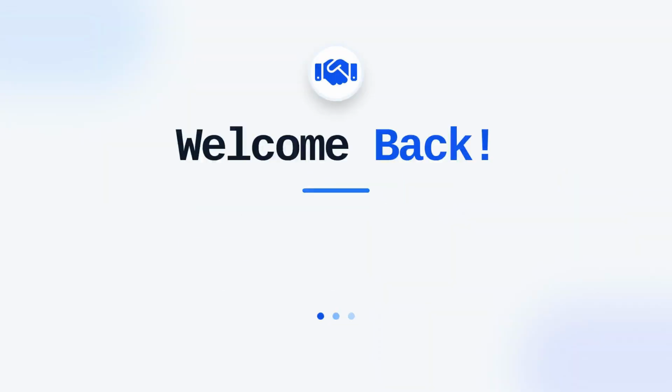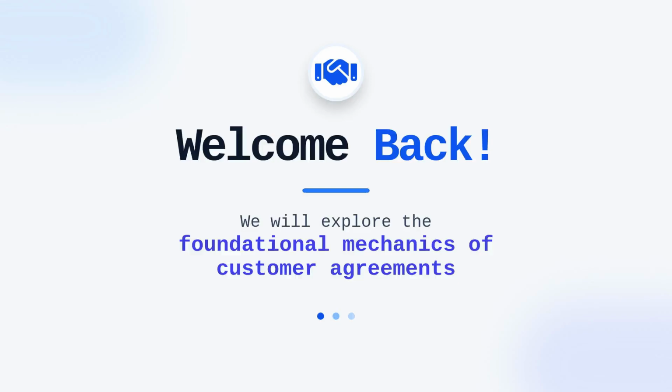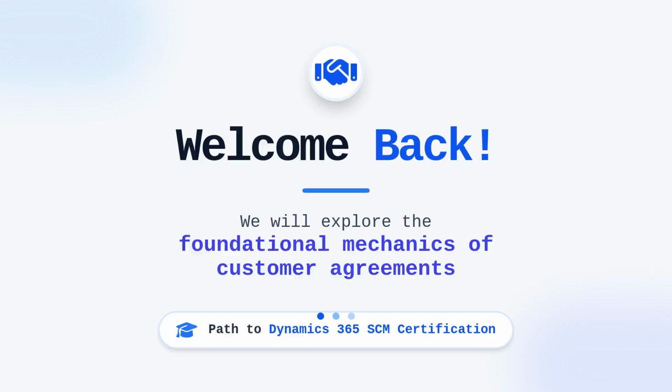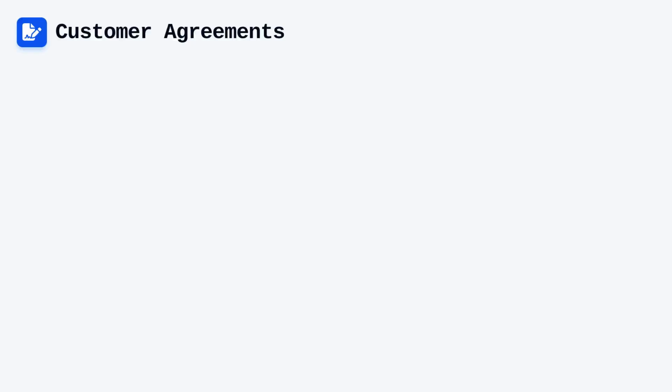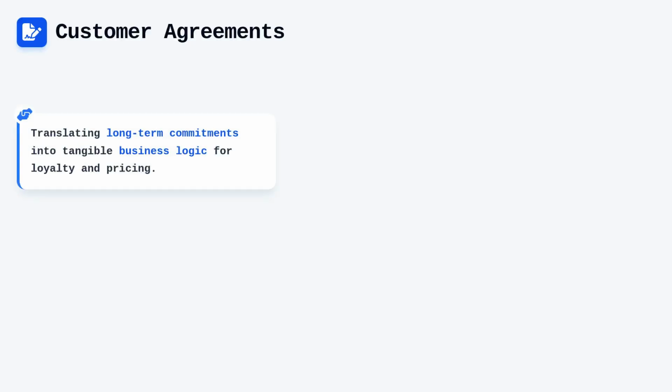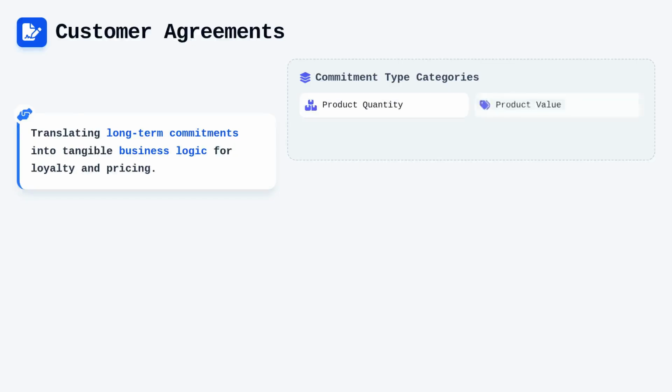Welcome back. In this lecture, we will explore the foundational mechanics of customer agreements, providing you with the necessary expertise to pass your Dynamics 365 Supply Chain Management certification. Customer agreements serve as the formal instruments that bind commercial relationships, translating long-term commitments into tangible business logic. By defining specific thresholds for volume or value, these agreements allow organizations to offer specialized pricing and discounts in exchange for guaranteed loyalty. When you configure an agreement journal, the system requires precise definitions of the commitment type, which can be categorized by product quantity, product value, product category value, or even a general value.